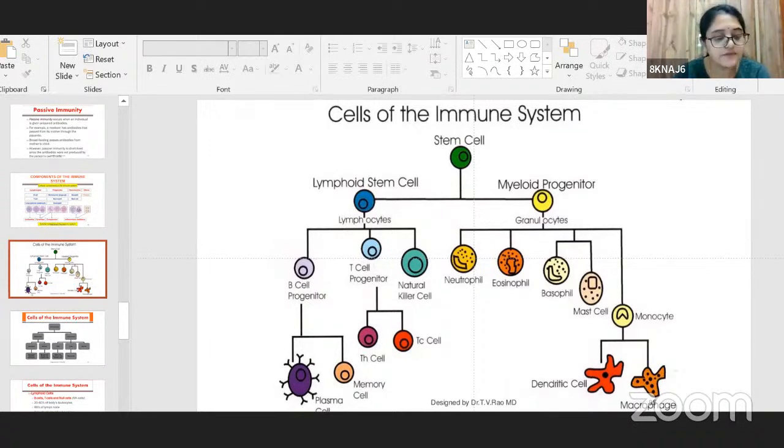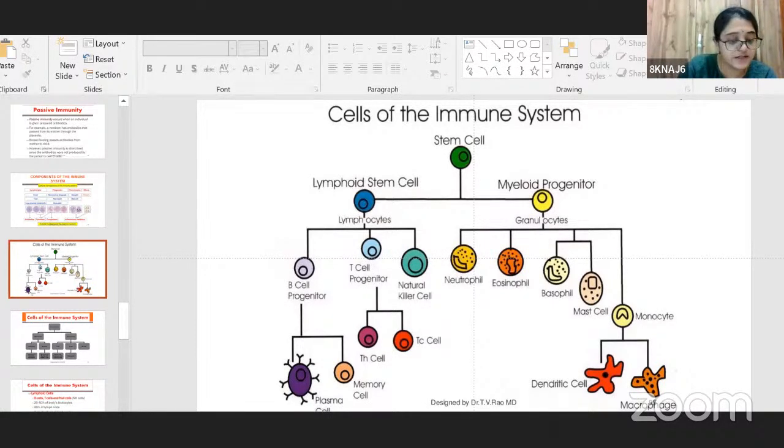Now, the cells that make up the adaptive or the specific immune system include the B cells and the T cells. So humoral immunity is what we are talking about over here. B cells differentiate into, again, memory cells and the plasma cells.